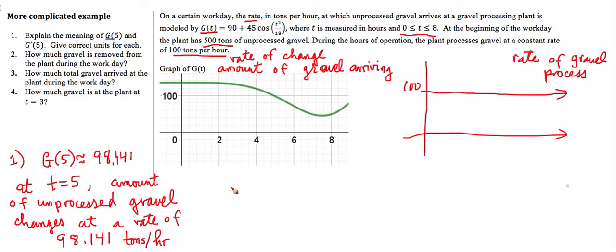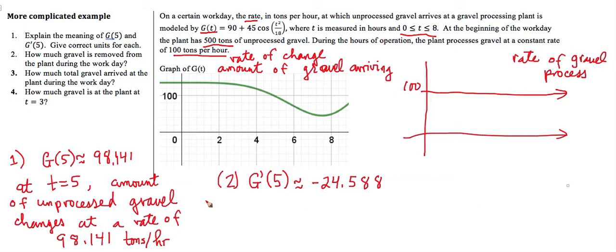Well, what would be G prime of 5? Okay, so number 2 asks us that question. What does it mean? And let's give the exact units. So G prime of 5, and we can just plug this into a calculator, is approximately negative 24.588. And G prime here is the rate of change of the rate of change. G is the rate of change of the amount of unprocessed gravel. So G prime would be the rate of change of the rate of change.